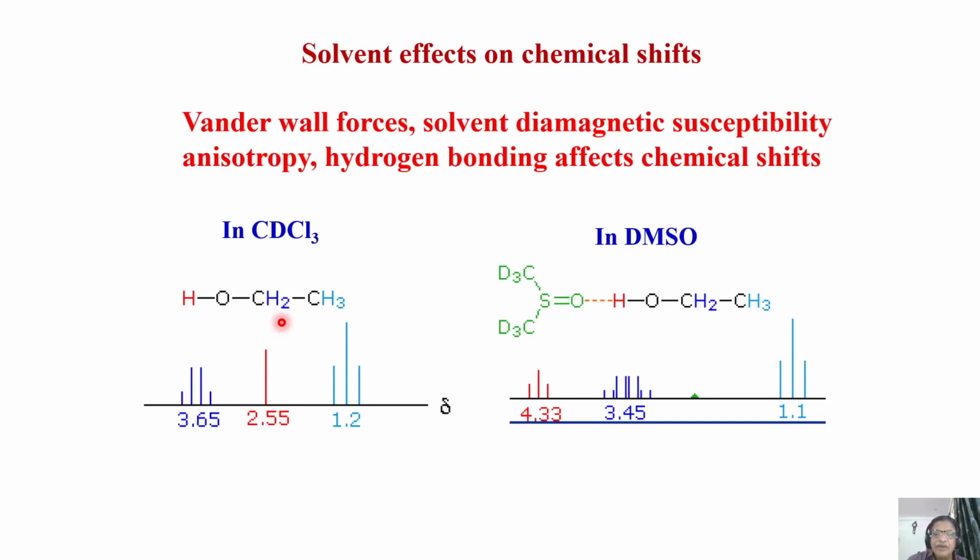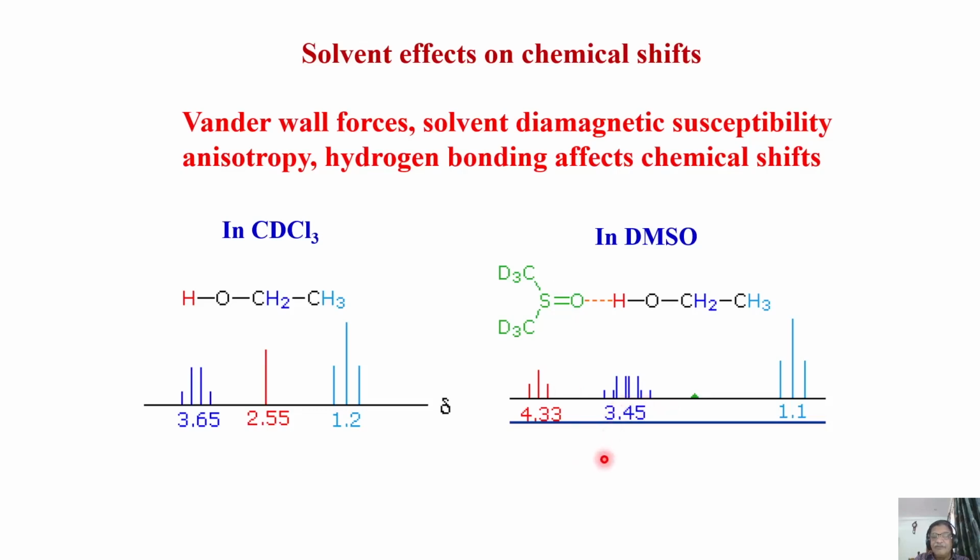What happens if we take the same molecule in a different solvent, that is DMSO? See, what is happening is this SO group of DMSO starts forming a hydrogen bond with the OH group. Okay, it is intermolecular between two different molecules. The SO group of DMSO and the OH of this starts forming a sort of hydrogen bond. And as a consequence, you will see a different type of thing.